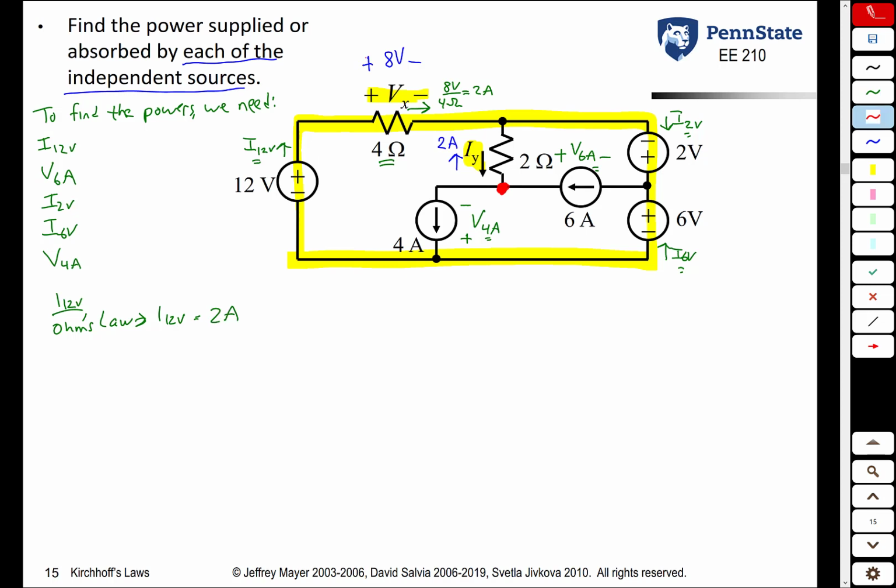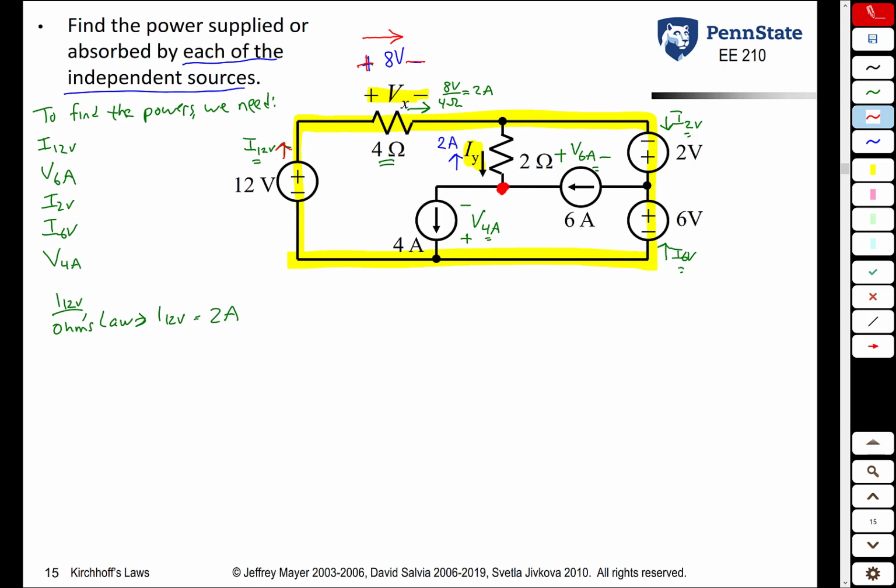Notice, because the left part of the resistor has a higher voltage than the right part of the resistor, the physical current through the resistor goes left to right, which is the same orientation as our variable I sub 12 volts. So I sub 12 volts is 2 amps.